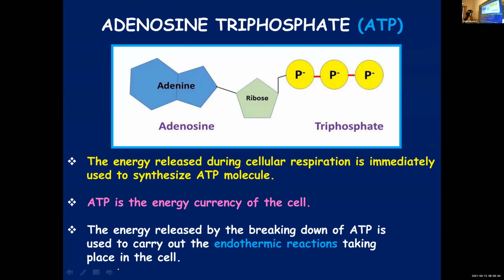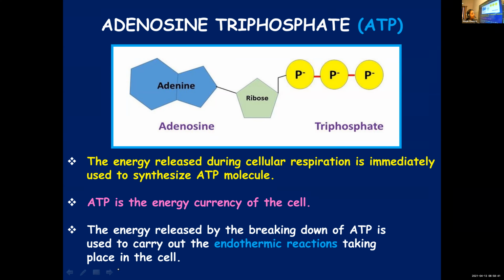I'll repeat once again. The energy which is produced as a result of respiration will be used for what? Synthesizing ATP. What do you call the ATP molecule? Energy currency. Why do you call it the energy currency? Because the energy which is released by breaking down the ATP molecule is used for carrying out endothermic reactions in the cell. So it can be asked, why is ATP known as the energy currency?